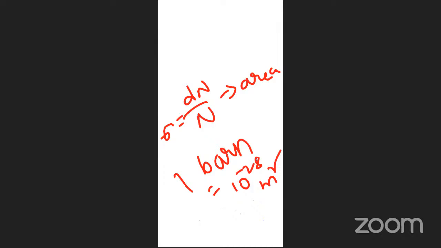So the scattering cross section, what is the definition? The ratio of the number of scattered particles into solid angle dΩ per unit time to the incident intensity is called the scattering cross section. Sigma is equal to dN by N. This is the unit of scattering cross section. One barn is equal to 10 to the power of minus 28 meter square.